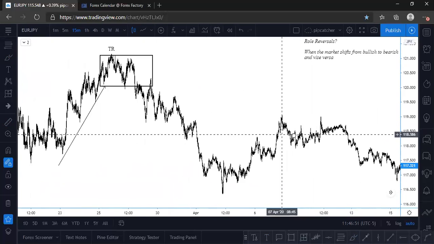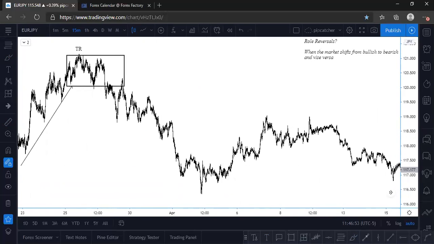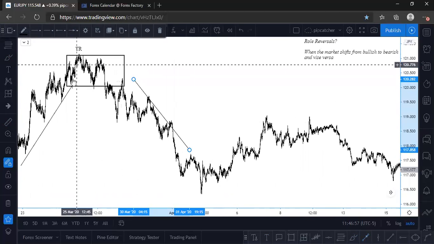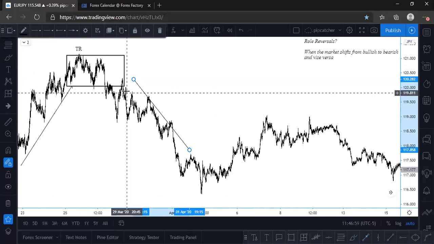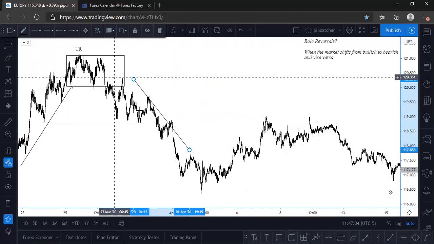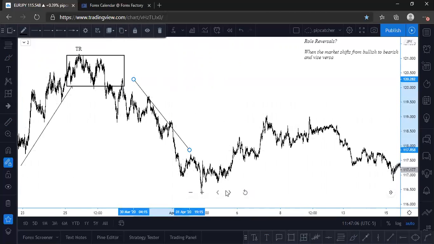Next example actually is right here. So look, we have that down coming off of this role reversal here. We have this down movement right here, okay?